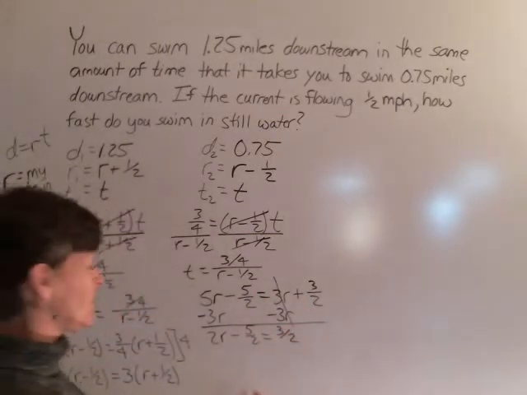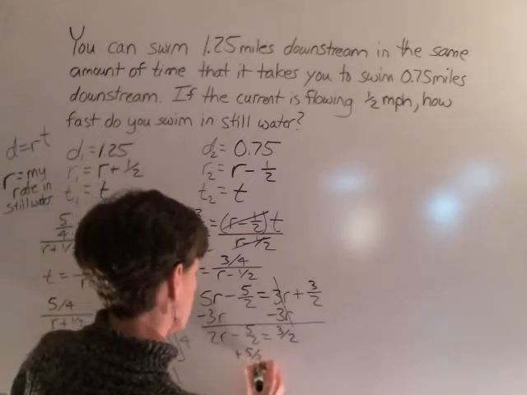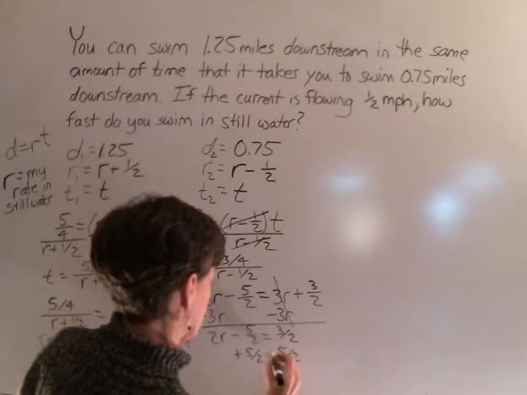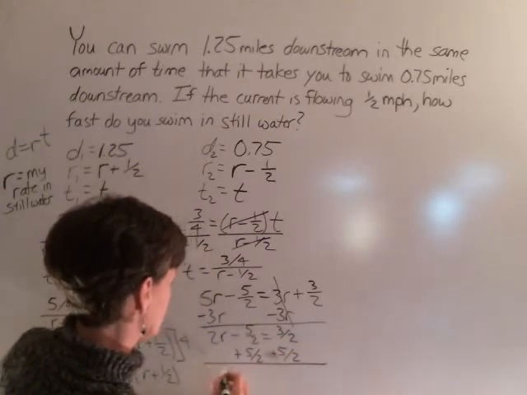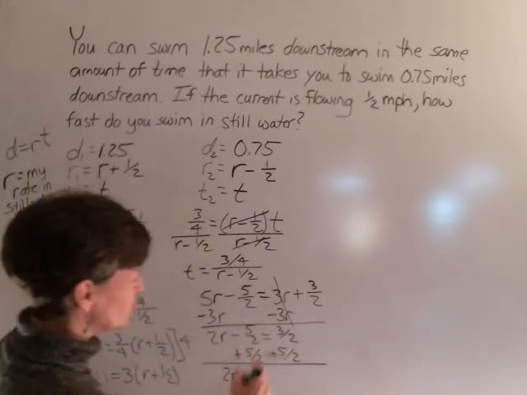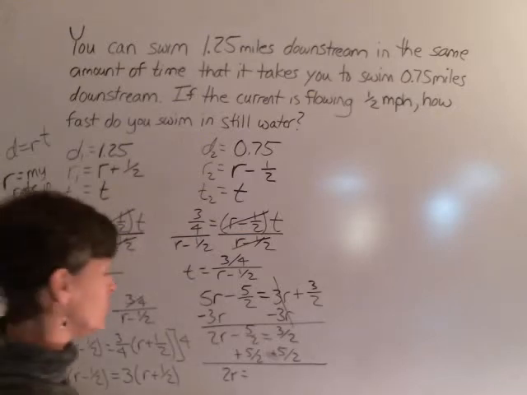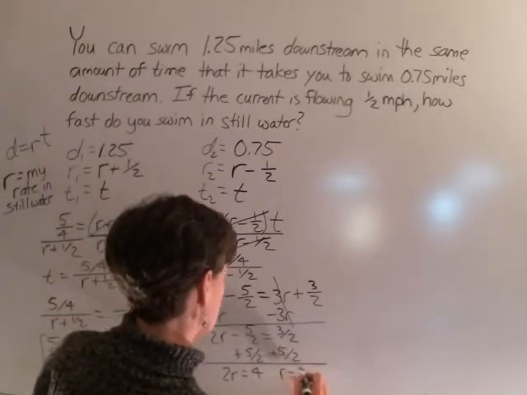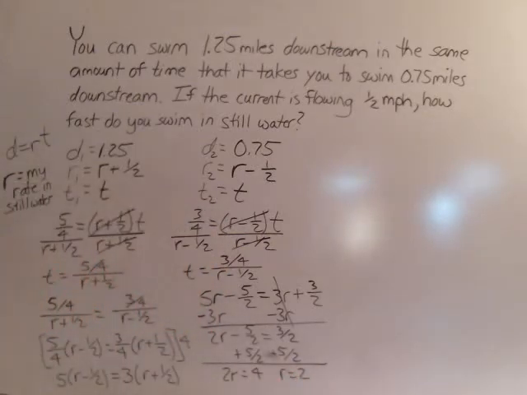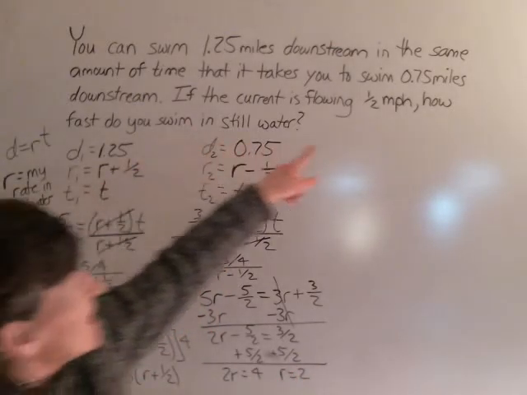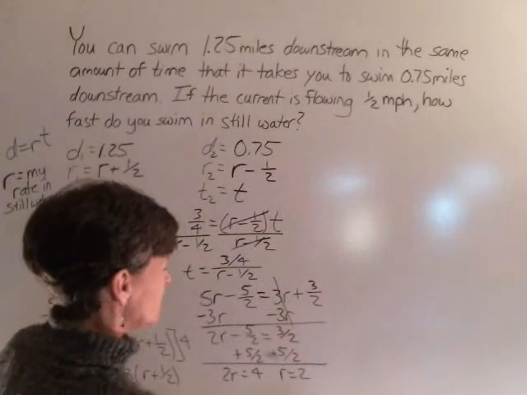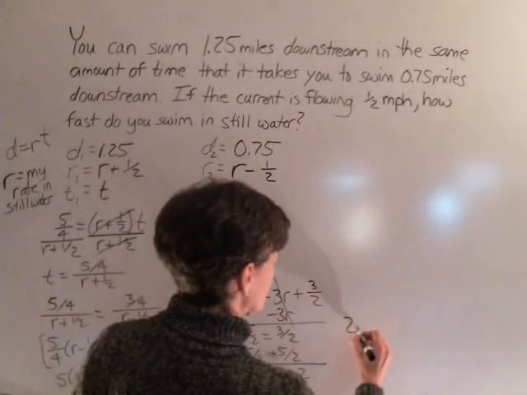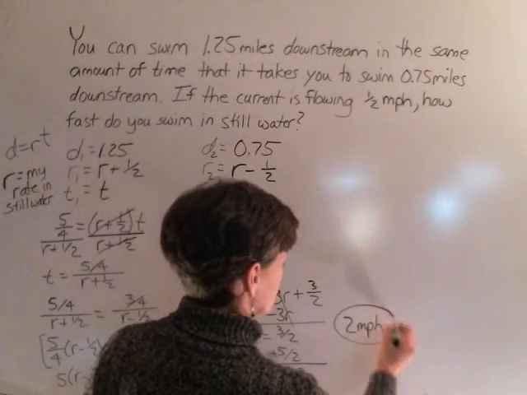So now I'm going to add 5/2 to both sides, so I get 2r equals, now 5/2 and 3/2 is 8/2, which is 4. And so 2r equals 4, so r equals 2. The units here are just like the units of the 1/2, miles per hour. So my rate in still water would be 2 miles per hour.